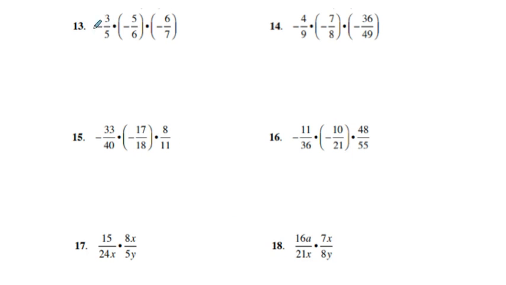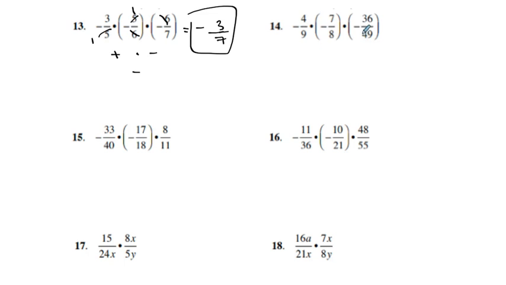All right, number 13. Let's see what we got here. My 5's simplify. My 6's simplify. And I'm just left with a 3 over 7. But this time I have a negative times a negative times a negative. Well, a negative times a negative is a positive, and then times a negative is going to be a negative. So your answer is going to be negative. 3 times 1 times 1 is just 3. 1 times 1 times 7 is just 7. So negative 3/7 is my answer.